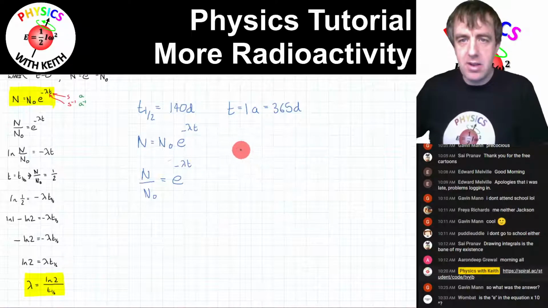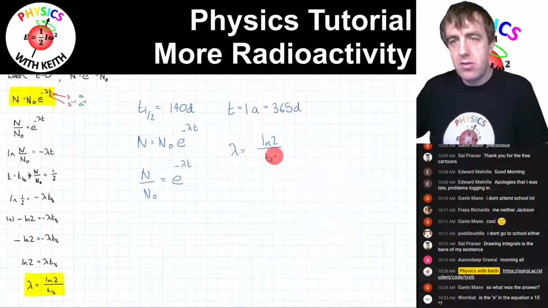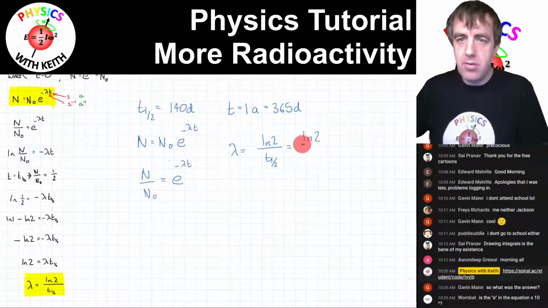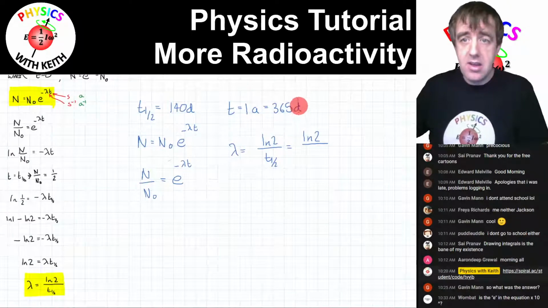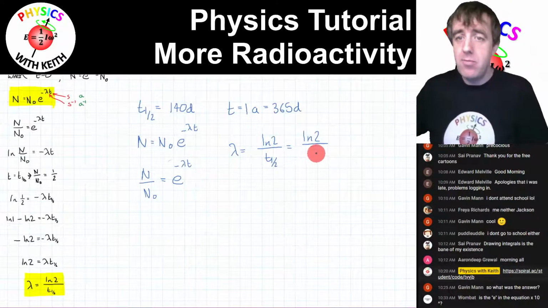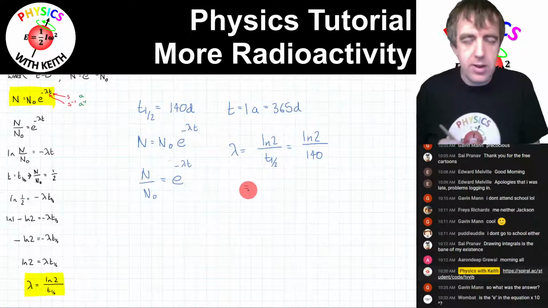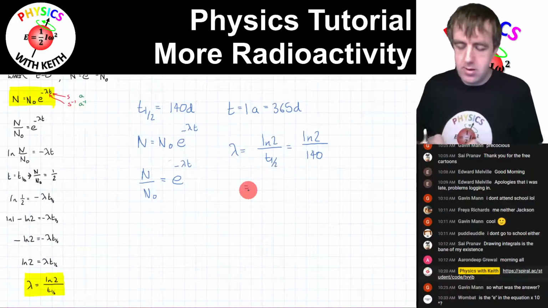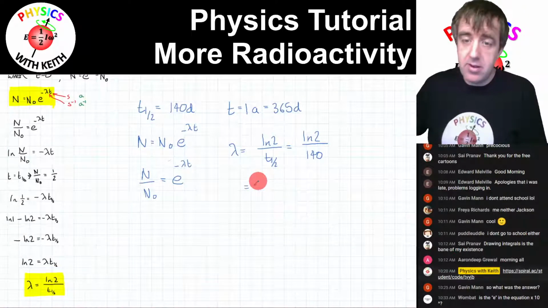So let's calculate lambda. Let's do it over here. Lambda was equal to natural log of 2 divided by the half-life. Natural log of 2 divided by, and the half-life was 140 days. Let's do everything in days. As long as this unit and this unit are the same, it's fine. So let's do it all in units of days. So I get my calculator out and I do natural log of 2 divided by 140, and check my numbers here because I do make mistakes.